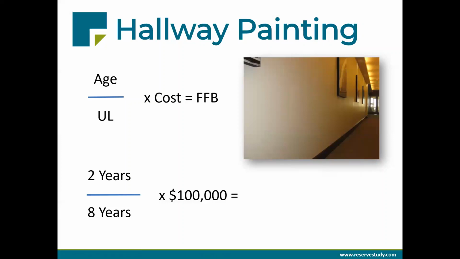Okay, we'll do one more. Let's say that we painted the hallways of the building 2 years ago, and the plan is to do that every 8 years. Let's say the cost is 100 grand, right? So we're going to take 2 divided by 8. It's 1/4 or 25% of the way through its life. At an estimated cost of 100 grand, the fully funded balance now should be 25,000.